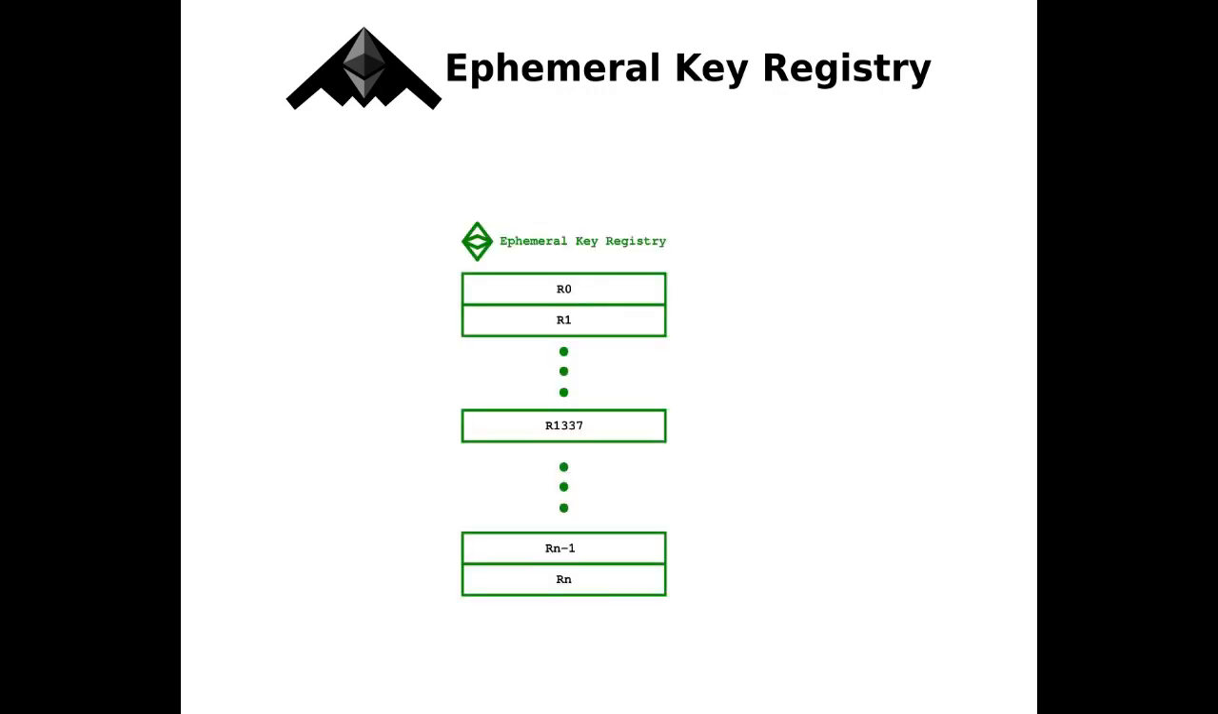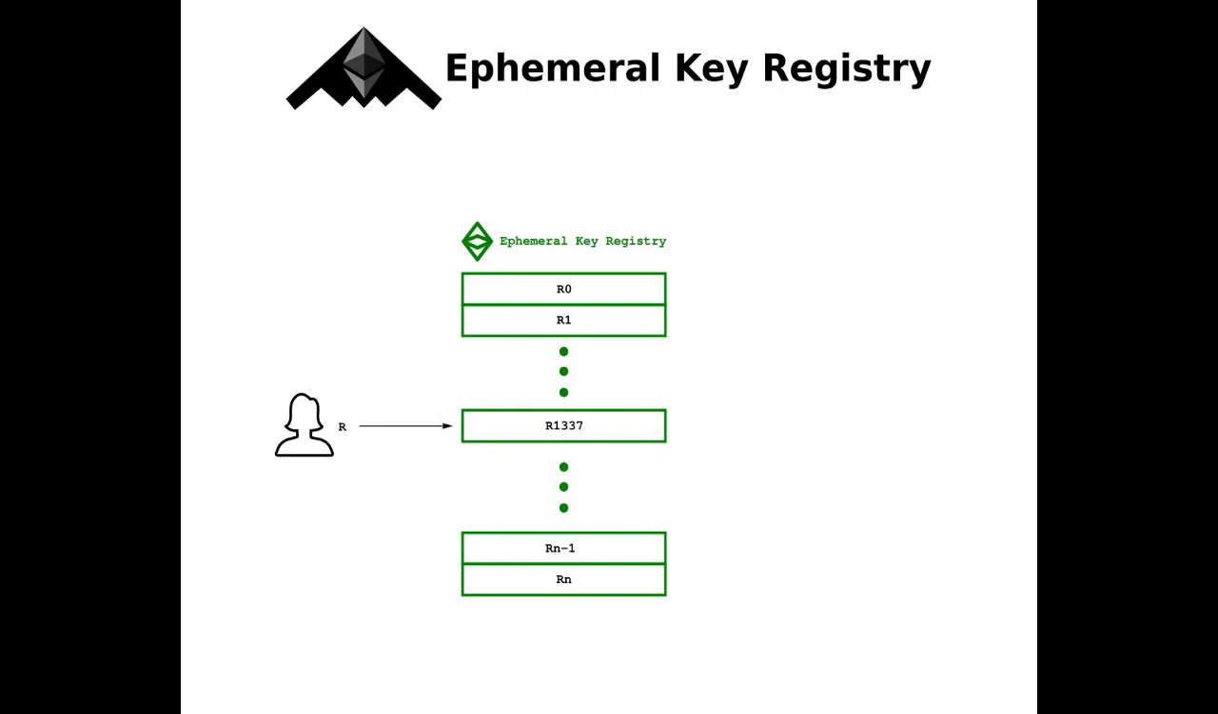The solution requires Alice to post the ephemeral key that she derived from Bob's public key and her private key, and to post it in some public place that Bob's able to read. This is the ephemeral public key registry. It's really just a list of public keys placed into a smart contract. So Alice computes her value R, and she posts it to this smart contract. And let's just say that for this particular payment to Bob, the R that she derived was R1337.